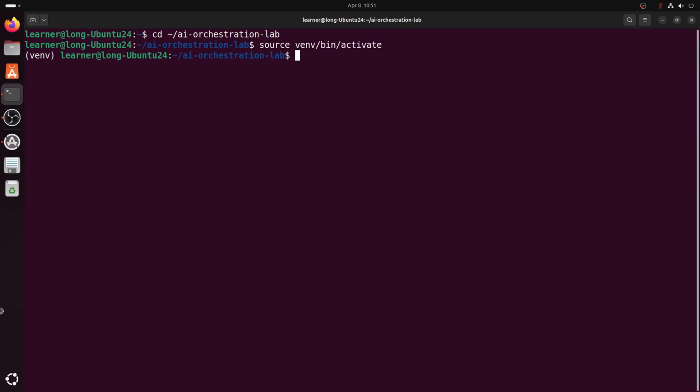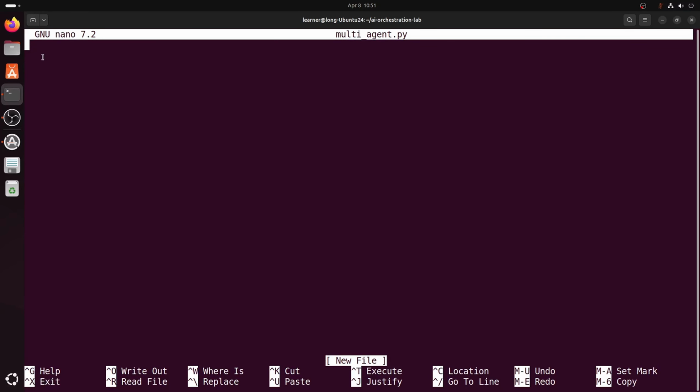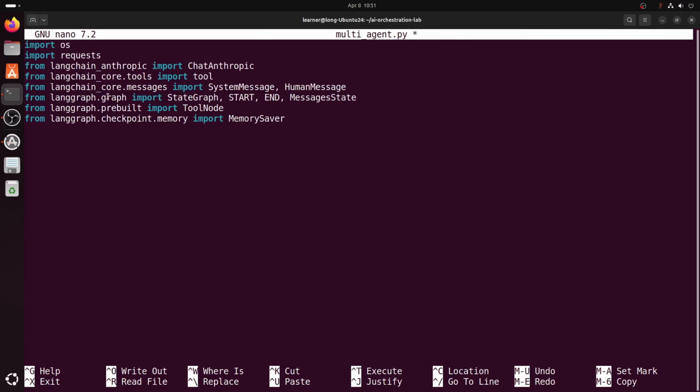Let's write the multi-agent system. Nano multi_agent.py. The imports are familiar, same LangGraph and Anthropic setup as before, but notice we now import SystemMessage and HumanMessage from LangChain core messages. We'll need those for the agent prompts.